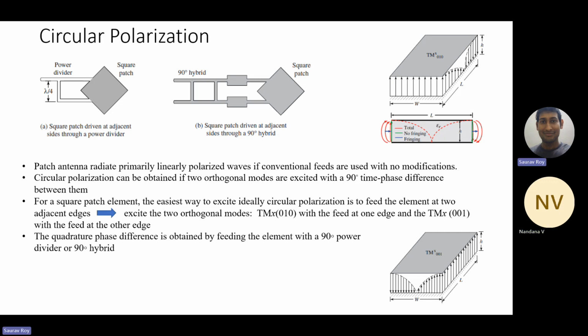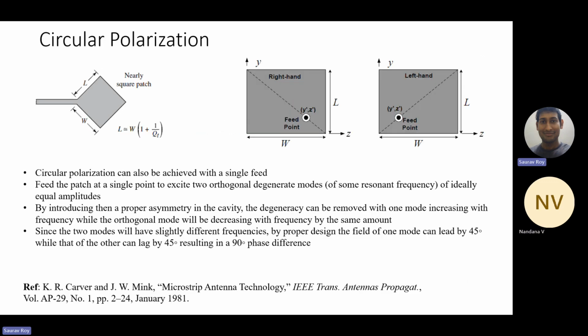Now there are other structures also for how you can do this. Instead of two different feeds, how can it be done with only one single feed? So you see in this picture, with only one single feed, people have generated circular polarization. Although the main theory remains the same, that we need two different orthogonal electric fields at a 90-degree phase difference, how do you excite those two modes?